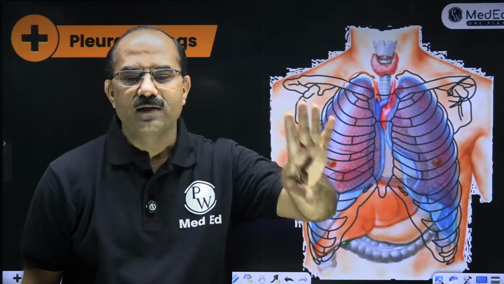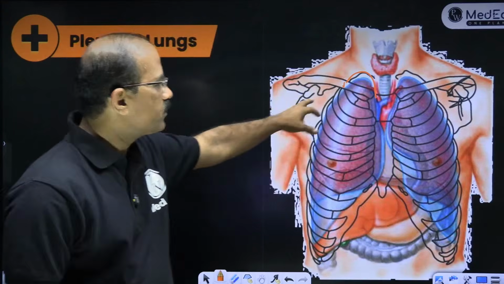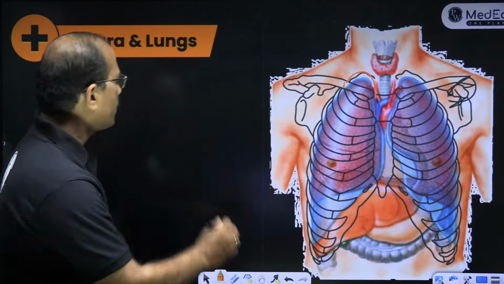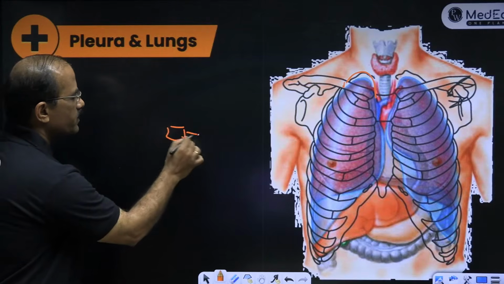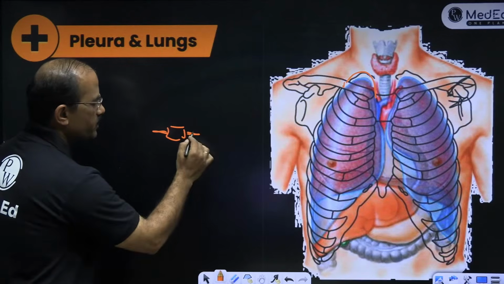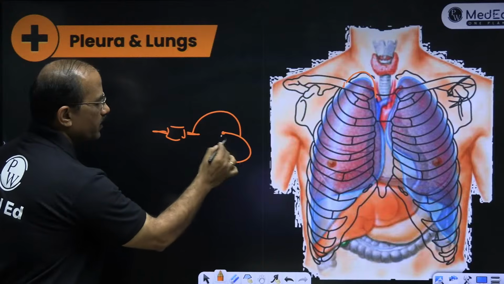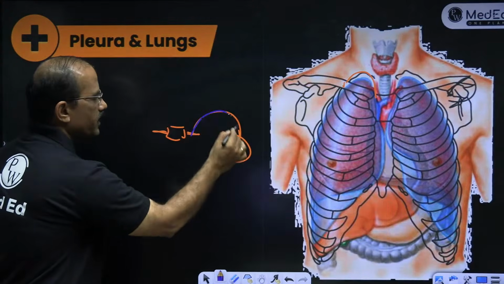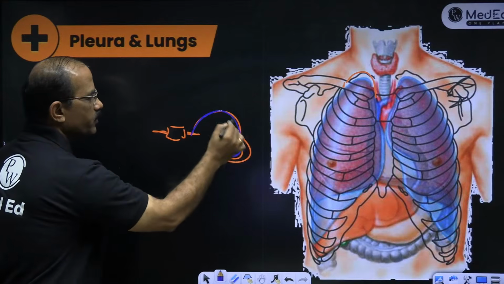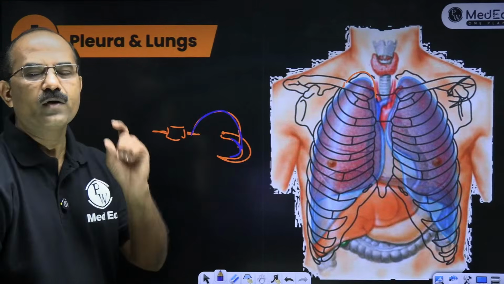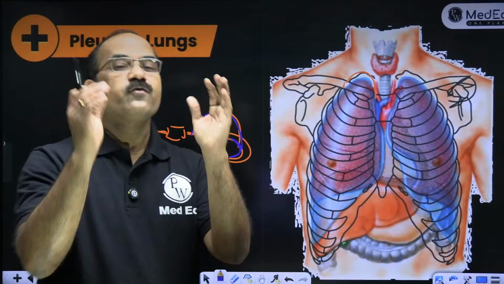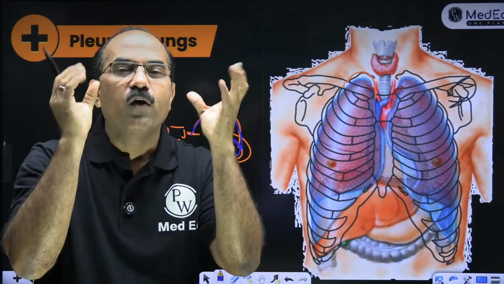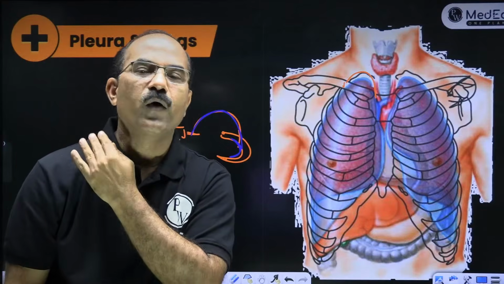So just understand this. What is the extent of this Simpson's fascia? Simpson's fascia extends from the transverse process of C7 to the inner border of the first rib. What is the extent of the cervical pleura? Transverse process of C7 to the inner border of the first rib. Its function is that it prevents the ballooning of the lungs at the root of the neck.